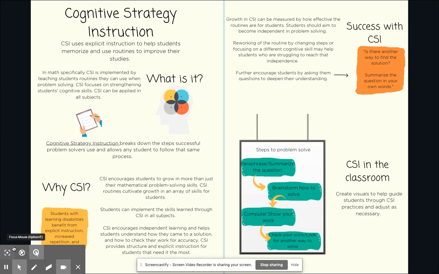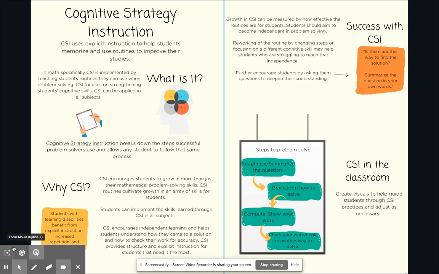Why CSI? Well, CSI encourages students to grow in more than just their mathematical problem-solving skills. CSI routines cultivate growth in an array of skills for students. So not only are they learning and able to apply your material, but they're getting a deeper understanding for what it is that you're teaching them and really understanding why it is that they're going through all of these steps. Students can implement the skills learned through CSI in all subjects. CSI really encourages independent learning and helps students understand how they can come to a solution, and then how to check their work for accuracy.